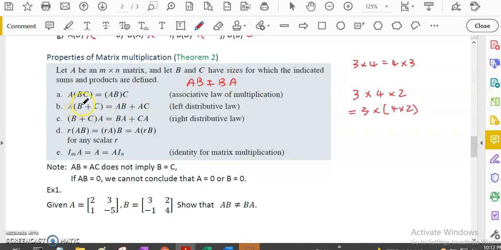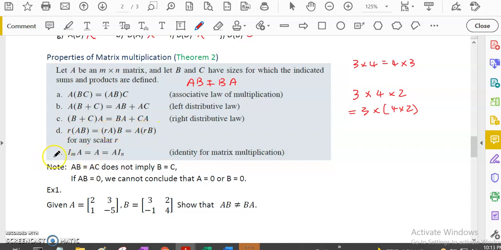So if you want to add B and C first before you multiply with A, you can do A times B first and then A times C and add them. You can also do the right distributive law, but you have to keep the position. So if you do B plus C first and then multiply by A, you would have to do B times A first plus C times A. And if you have a scalar times the product AB, you can multiply it to A first or multiply it to B first.